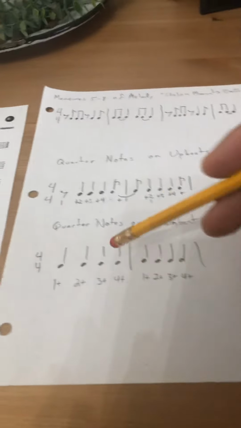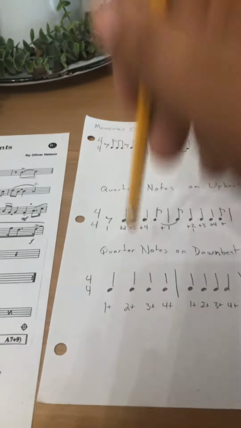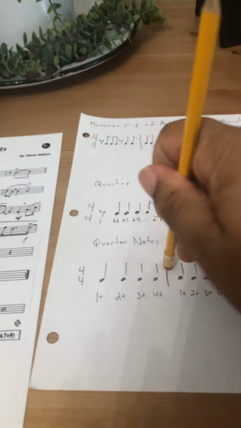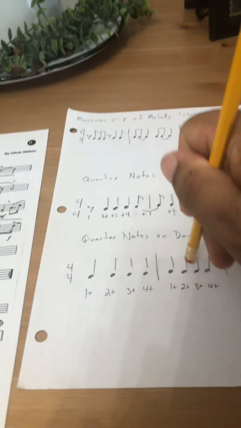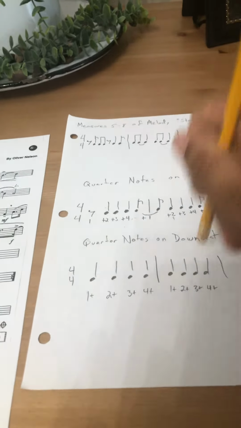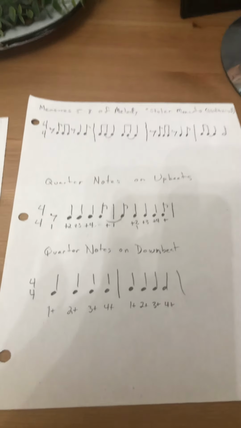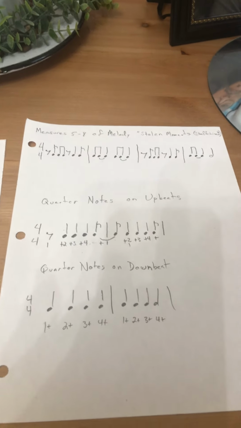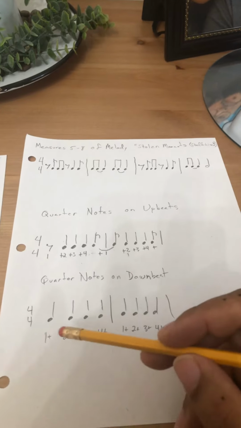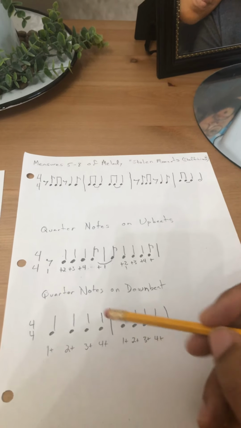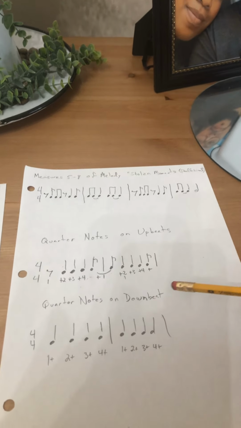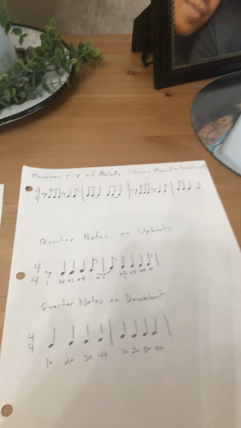Alright, not to be confused with 1 and 2 and 3 and 4 and. You're playing the quarter note on two opposite sides of the beat. The quarter notes on the counts are the downbeat. The quarter notes on the ends are the upbeat. Okay? Now that we have that established, we can go into our rhythmic analysis.